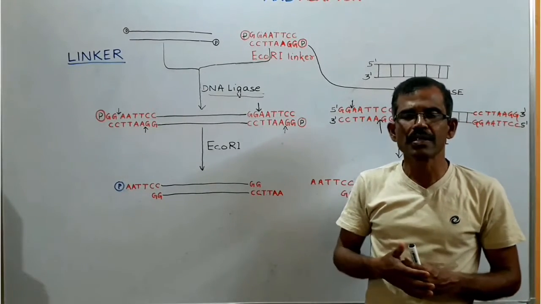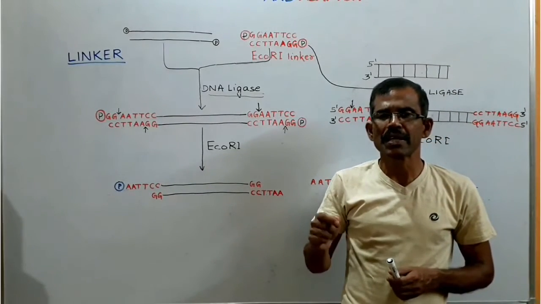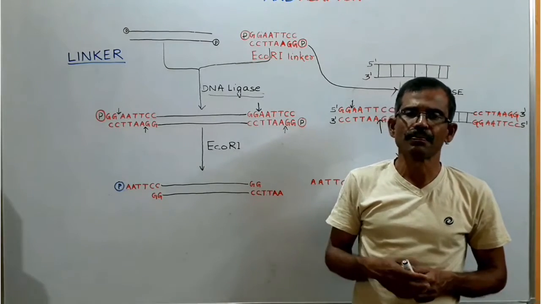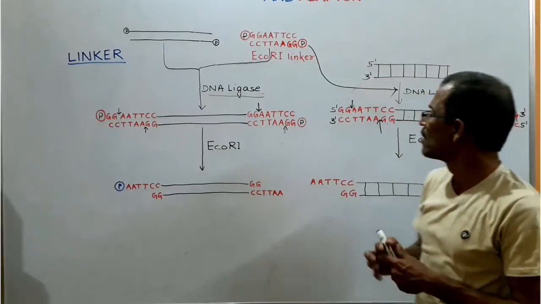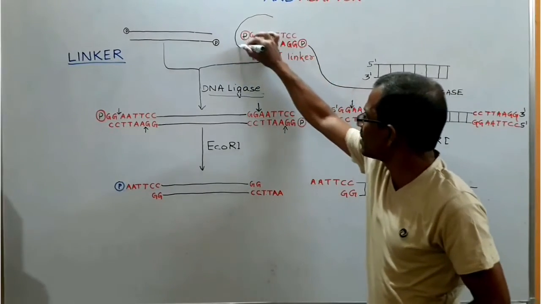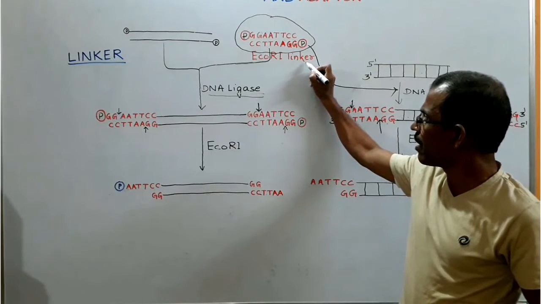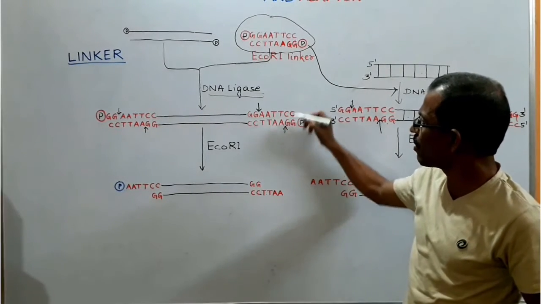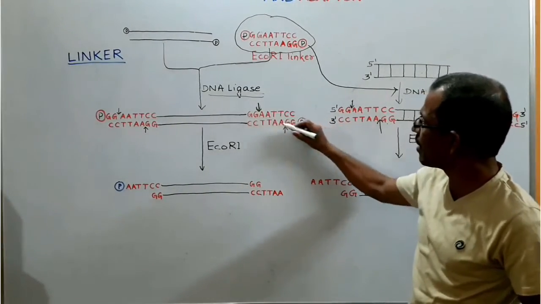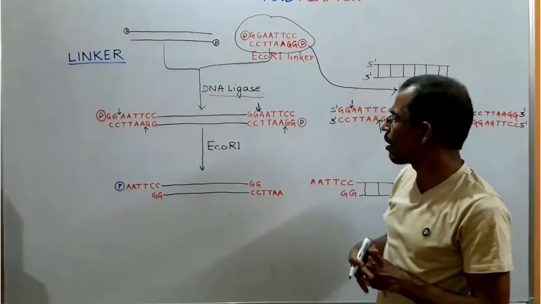First of all, we shall discuss about linker. Linkers are short chemically synthesized double-stranded DNA molecules having blunt ends. Linkers possess recognition site for specific restriction enzyme. For example, this is a linker that is known as EcoR1 linker. EcoR1 linker possesses recognition site for the restriction enzyme EcoR1. The arrow mark indicates the recognition site that is made for the restriction endonuclease known as EcoR1.